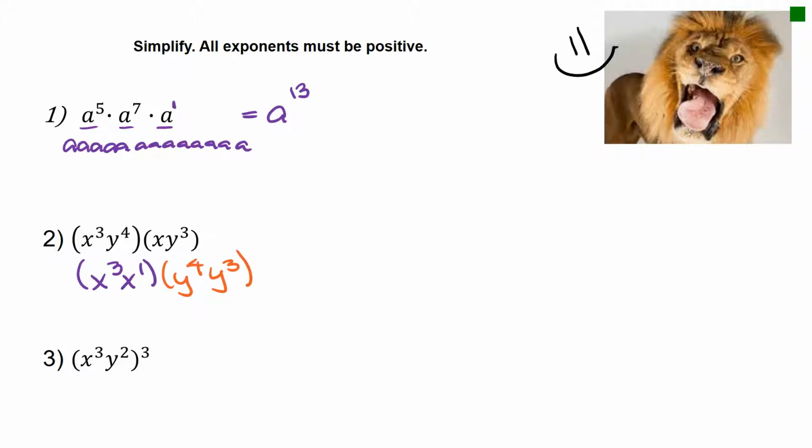And then we got everybody in our house. We want to count and make sure everybody's home. We've got 1, 2, 3, 4 of those little x's are home. And 1, 2, 3, 4, 5, 6, 7 of the little y's are home.